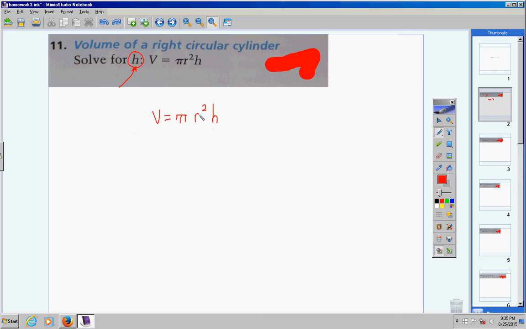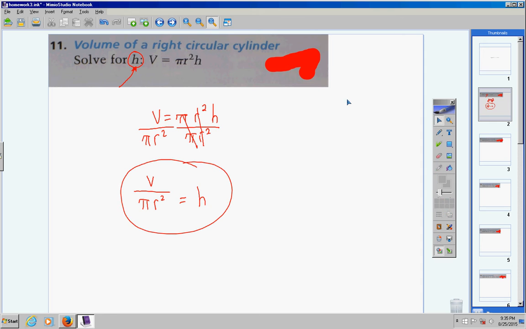So now we divide by whatever we want to get rid of. Well, this pi and this r squared and this h are all multiplying together. So I'm going to divide by pi r squared. But what I do to one side, I must do to the other side. So I'm left with v over pi r squared equals h. There it is. That's all there is to it, students. Okay, let's try another one.